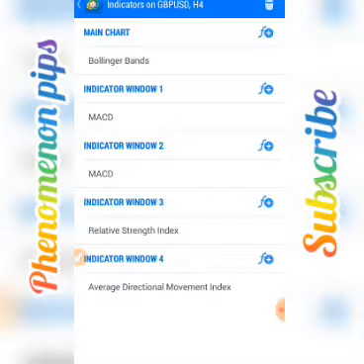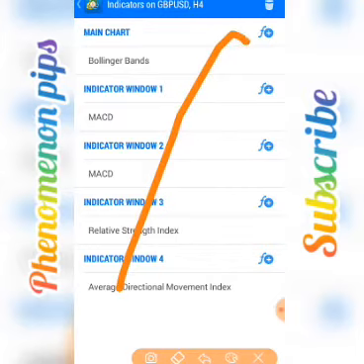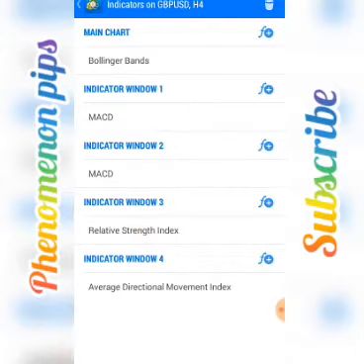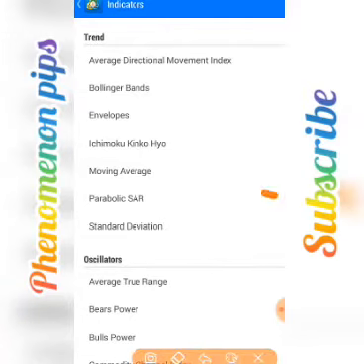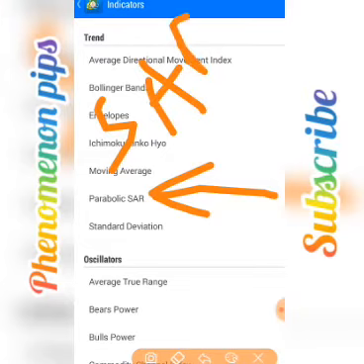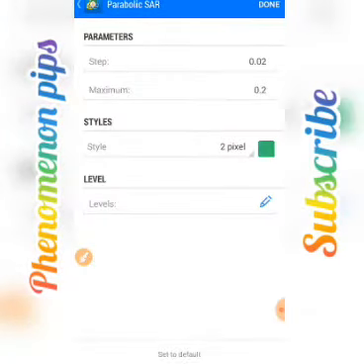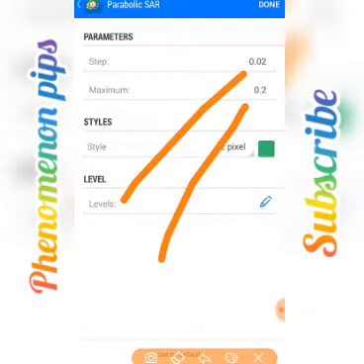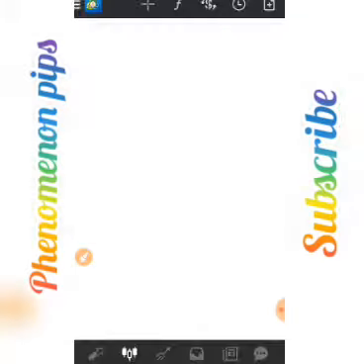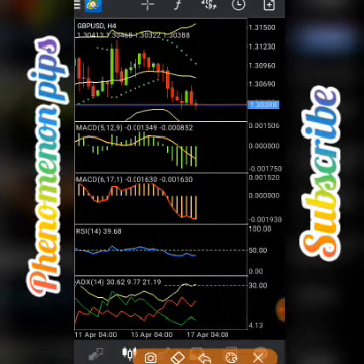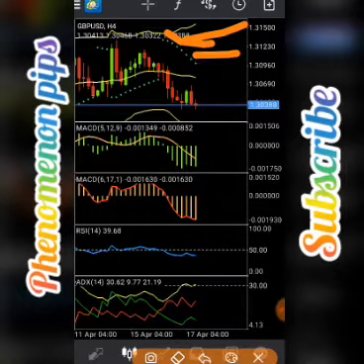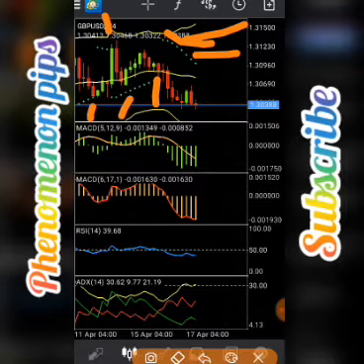Then lastly, we want to apply another indicator on our screen. So click on indicator, add more indicator, and then we're going to click on parabolic SAR. SAR stands for stop and reverse. Leave it at default and click on done. So that is it. Now the parabolic SAR is what made these green dots appear here. These are the green dots. That is because of parabolic SAR.